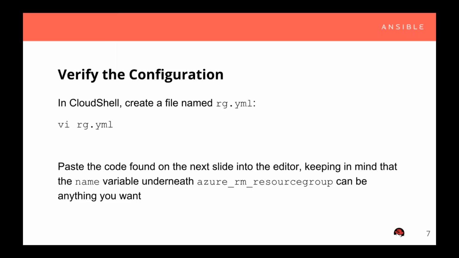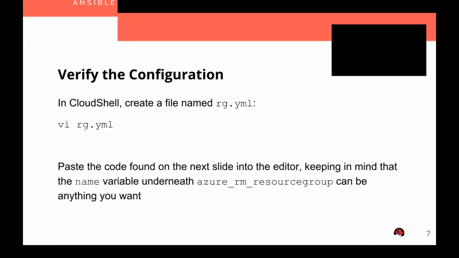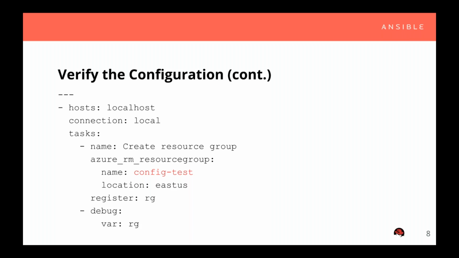In order to make sure that everything is configured correctly, we're going to use Ansible to create a resource group. So what you're going to do is, like how we created the credentials file, you're going to vi, it can be anything, but we're going to name it here rg.yaml. And then you're going to paste the code found on the next slide. And I'll just show you what that looks like.